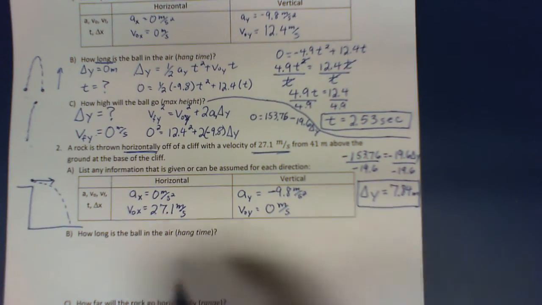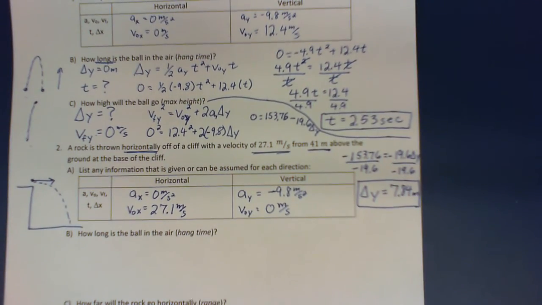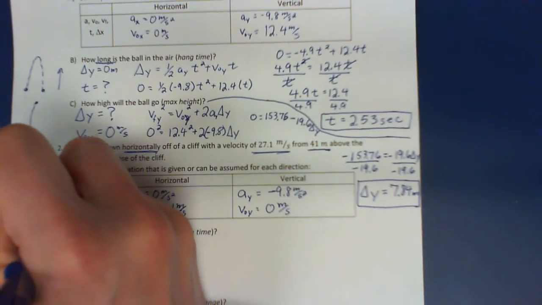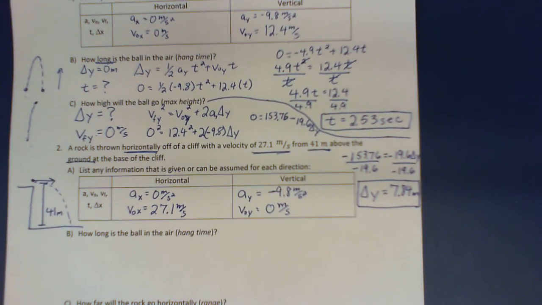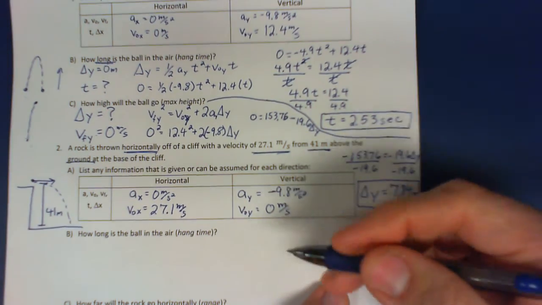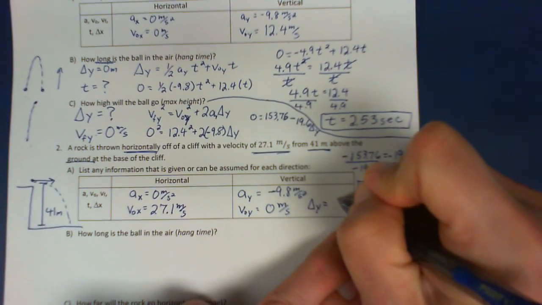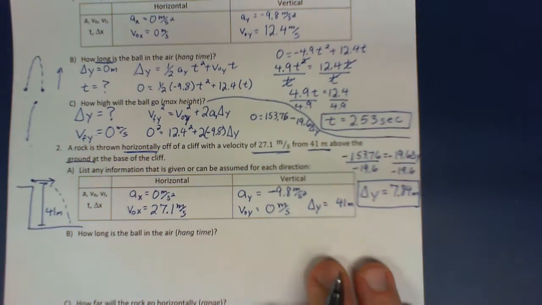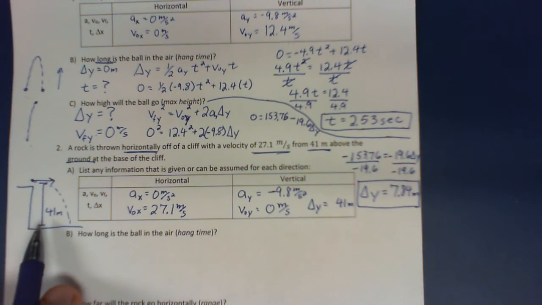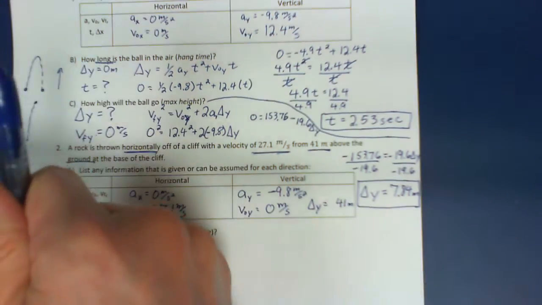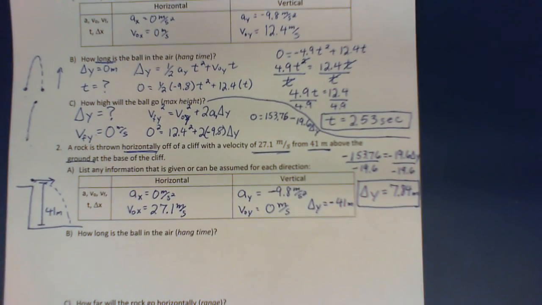All right, so next thing we know is that it is 41 meters above the ground. All right, so that's this direction. 41 meters. So if it's 41 meters above, that's a y direction. So the displacement in the y direction is 41 meters. But you have to be careful with that, because we're starting up here and we're ending down here. So we're actually going downward, and a downward displacement means you need to include that negative.